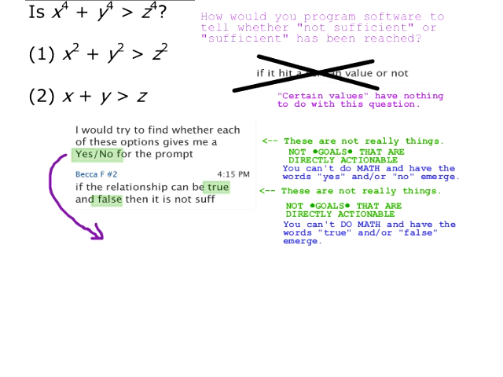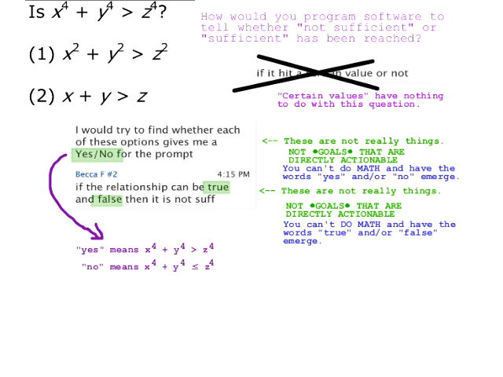So, what does a yes actually mean to this question? A yes means that x to the fourth plus y to the fourth is actually greater than z to the fourth. And then there's this no. No means x to the fourth plus y to the fourth is not greater than z to the fourth, which means it's equal to or less than.